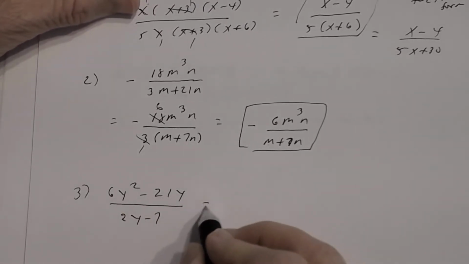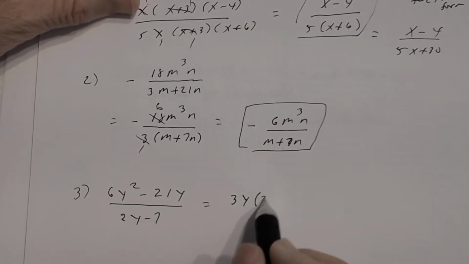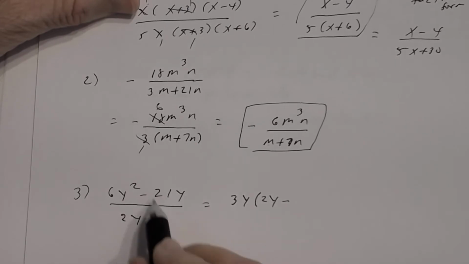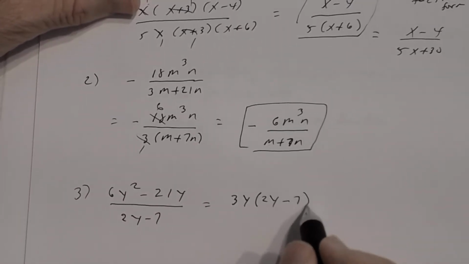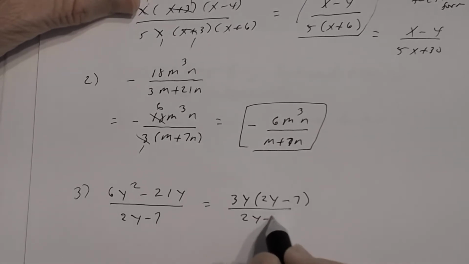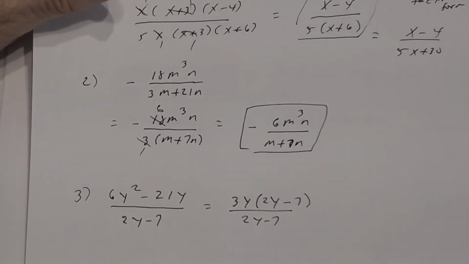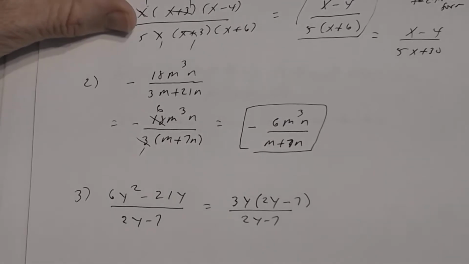3y. So I get 3y times 2y minus 7, which is negative 21y, divided by 2y minus 7. And that's all you can do because you cannot factor 2y minus 7. Okay, so that's the first step. Factor your polynomials, and I did. I factored completely. Now the next step is to reduce, divide out common factors.